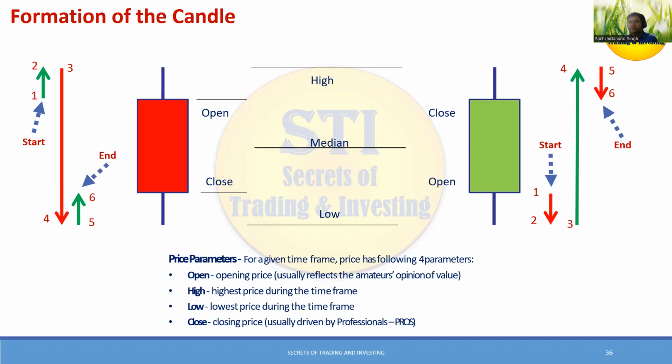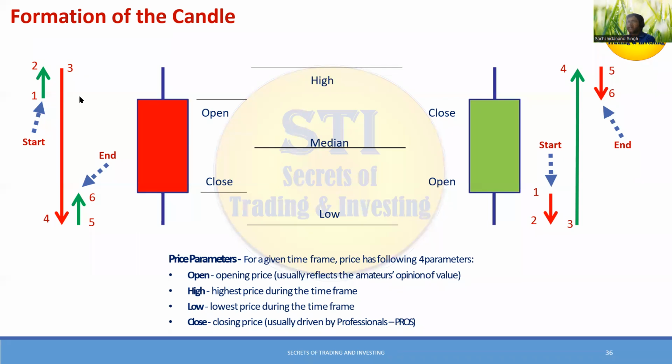If you look at the left hand side, this is the formation of the red candle. It is a very simple representation here. The starting point is number one. So I'm explaining how the red candle is being formed. Starting point is point number one, and this is the place where the candle formation starts.